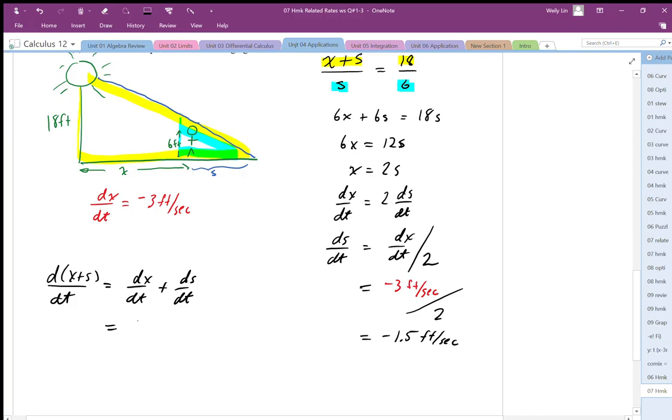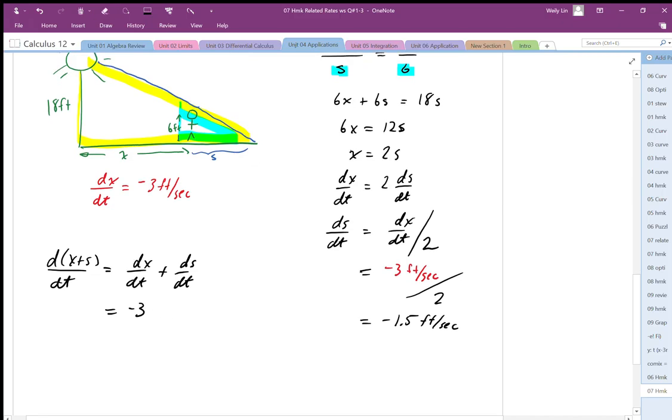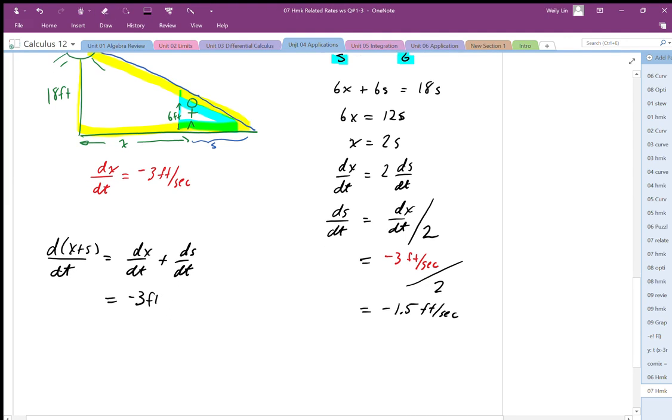So the x value is changing at 3 feet per second, and the shadow length is changing at negative 1.5 feet per second, and so the tip of the shadow is changing at negative 4.5 feet per second.